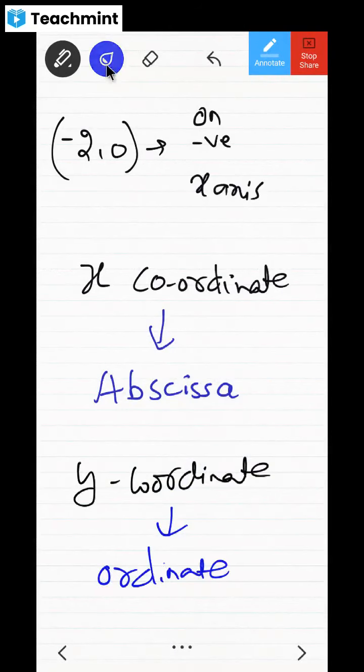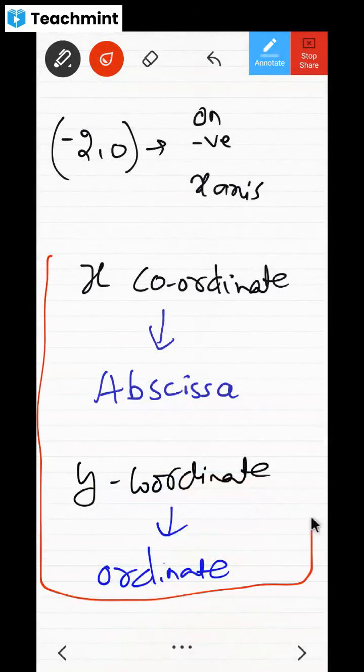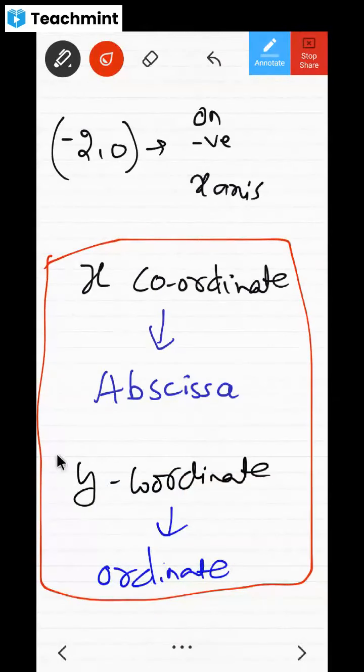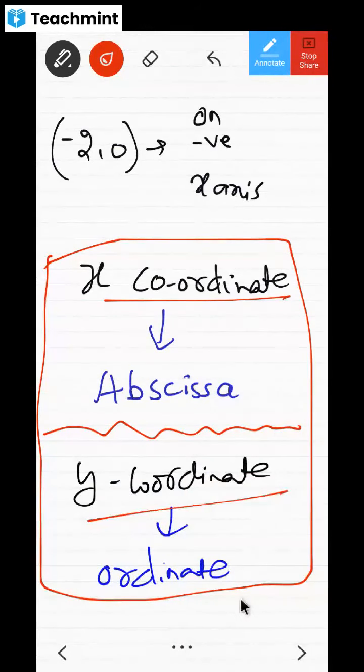Will you remember these things? Very, very important, because you may get confused. If I'm saying abscissa, I am talking about the x coordinate only. If I'm saying ordinate, I'm talking about the y coordinate only. Understood?